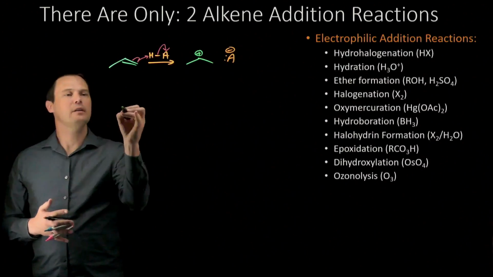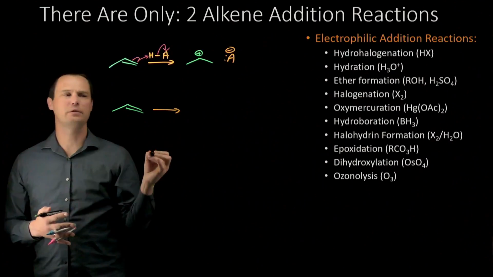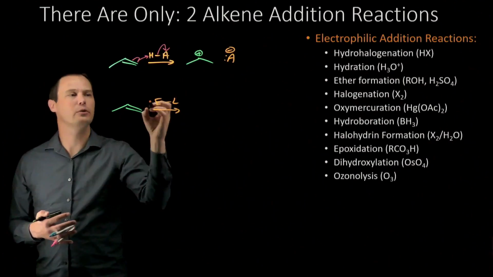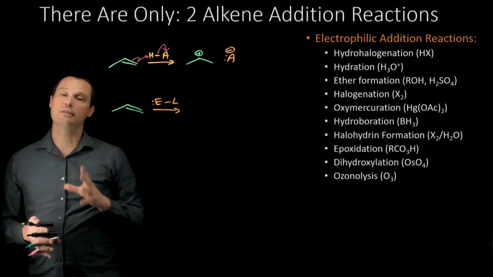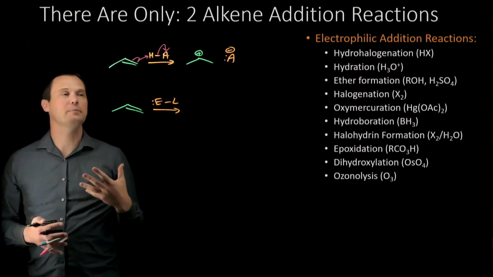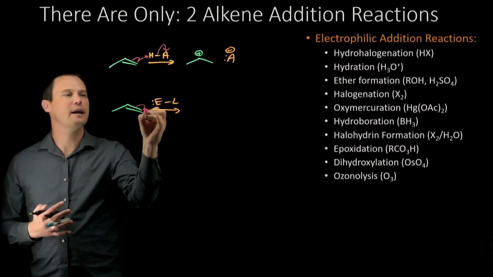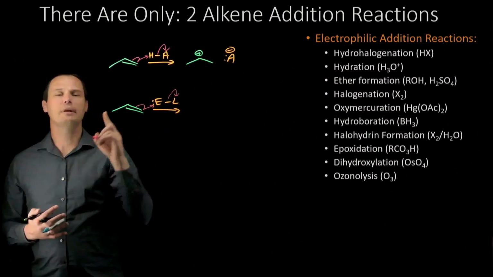The other type of alkene addition reaction also starts with an alkene, but it has a different kind of electrophile. It has some kind of electrophile attached to some kind of leaving group, where the electrophile has its own lone pair of electrons. And this is the big differentiator between the two types of reaction. In one case, we're attacking an acidic proton. In the other case, we're attacking something with its own lone pair of electrons. We still kick out the leaving group, but here's where it's different.